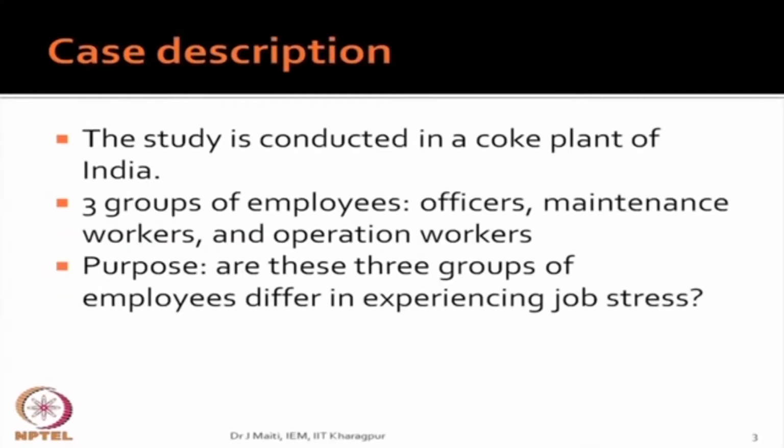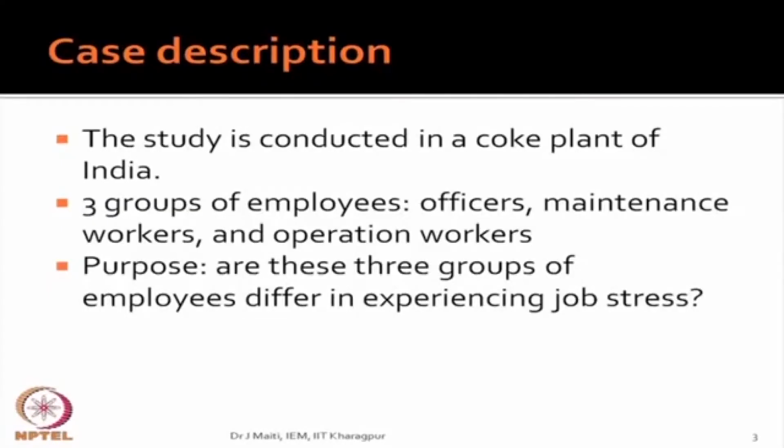So, the study is conducted in a coke plant of India. Three groups of employees we have considered: officers, maintenance workers and operation workers. Purpose: do these three groups of employees differ in experiencing job stress?